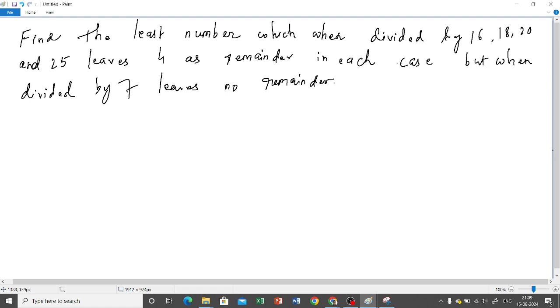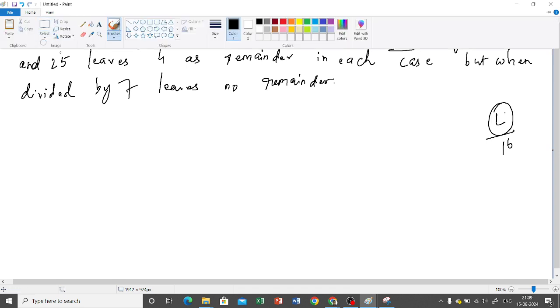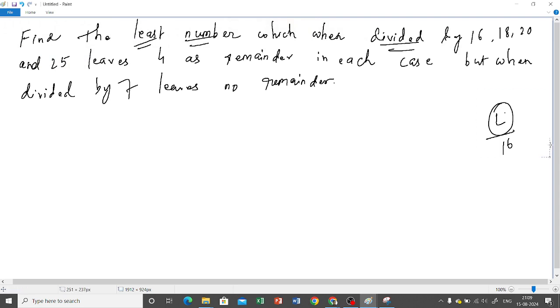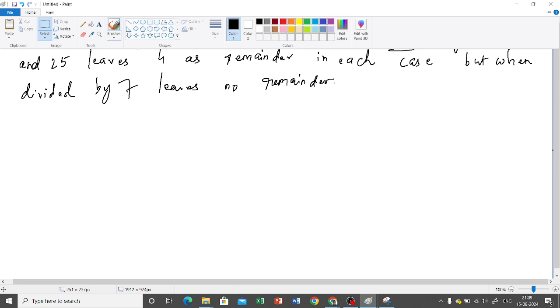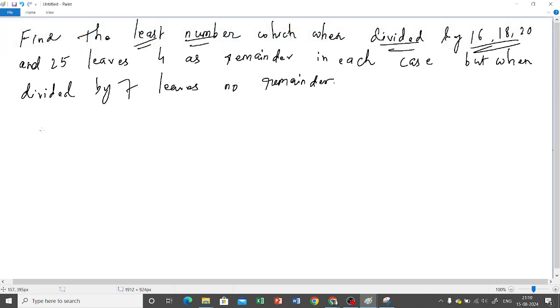So what is the first thing that you need to do? Shitama, what is the first thing that you need to do? HCF. Least number which when divided. See, divided means this least number is at the top and these numbers are at the bottom. Then how can this be the HCF? It is the LCM. The first thing is that you need to find out the LCM of these numbers 16, 18, 20 and 25.